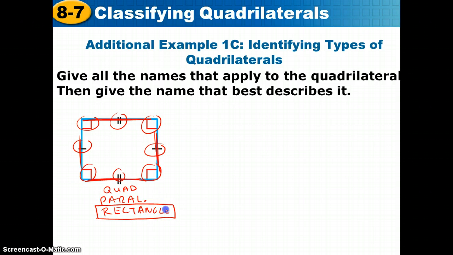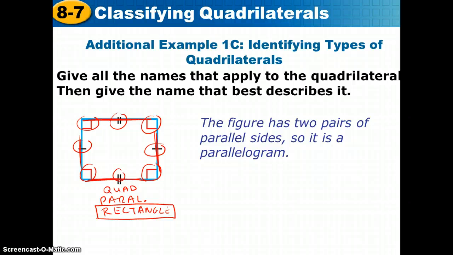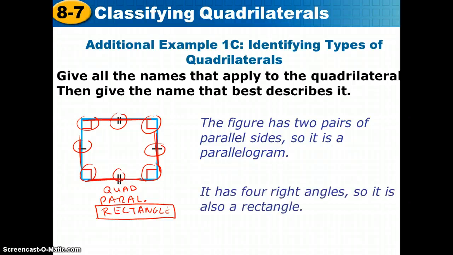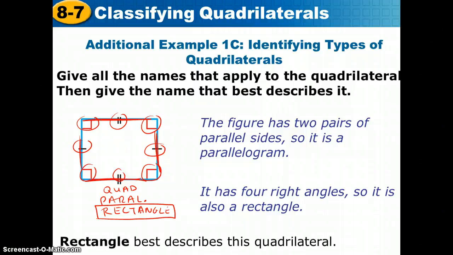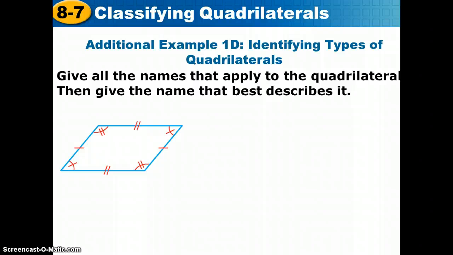So let's see if we're right. Two pairs of parallel sides, so it's a parallelogram. Four right angles, so it is a rectangle. The further down your chart, that's your best answer. So rectangle is the farthest you can go down the chart, so that is your answer.